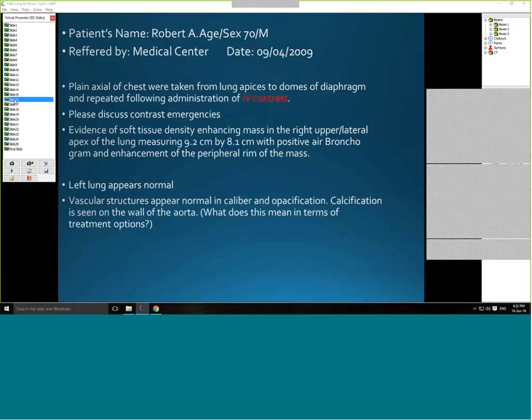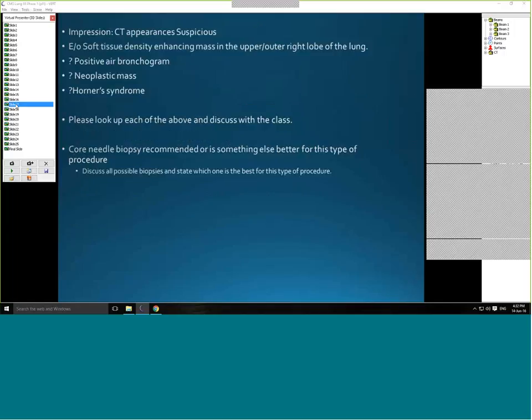The impressions list will guide the students to the next step of the case study. The students are asked to look up and discuss with the class certain findings and how they relate or do not relate to the case itself. And through here, we will also list the impressions. The students are asked to look up and discuss the findings that are not related to the case. In one of these, we have Horner syndrome, and that's mentioned because it leads to discussion of paraneoplastic syndromes, which the student learners learn in their oncology course.